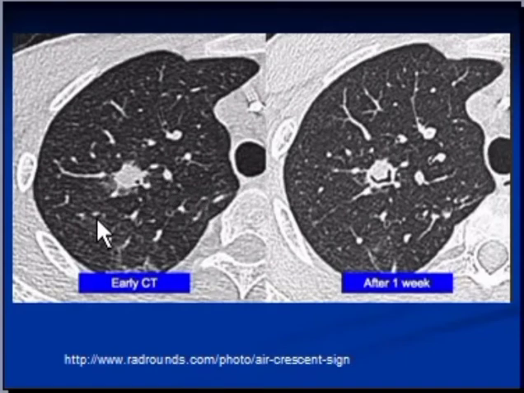Another set of images. Two CT scan slices of right lung, and the air crescent sign is present. This patient was given antifungal treatment and the air crescent sign is developing here.